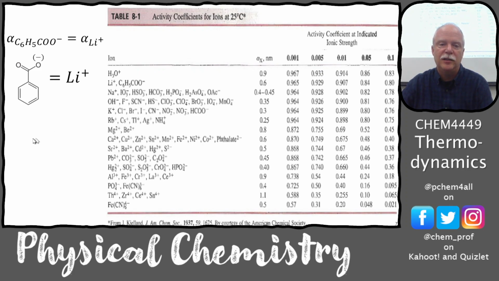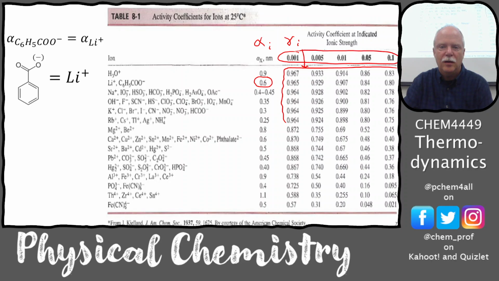So we talked a little bit about this. I showed some really crazy, seemingly absurd examples. This alpha I, it says alpha X in this text, so this is alpha I from previous pages. These are gamma I's right here in the table, and these numbers right here are mu. So you calculate ionic strength first. Then you find your ion in this table. This tells you alpha. And if you happen to be lucky and you are at one of these ionic strengths, you can just read off the gamma for that ionic strength.